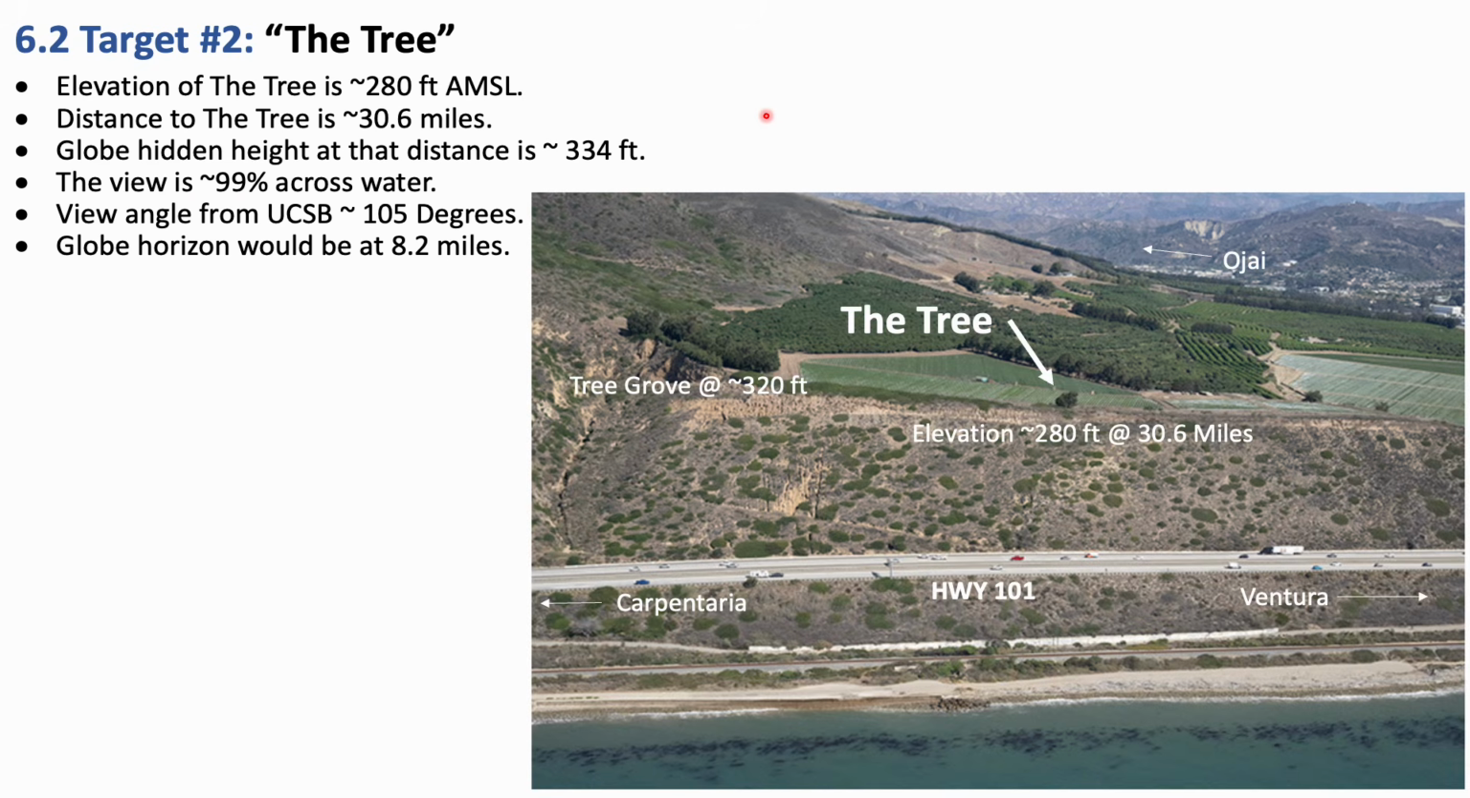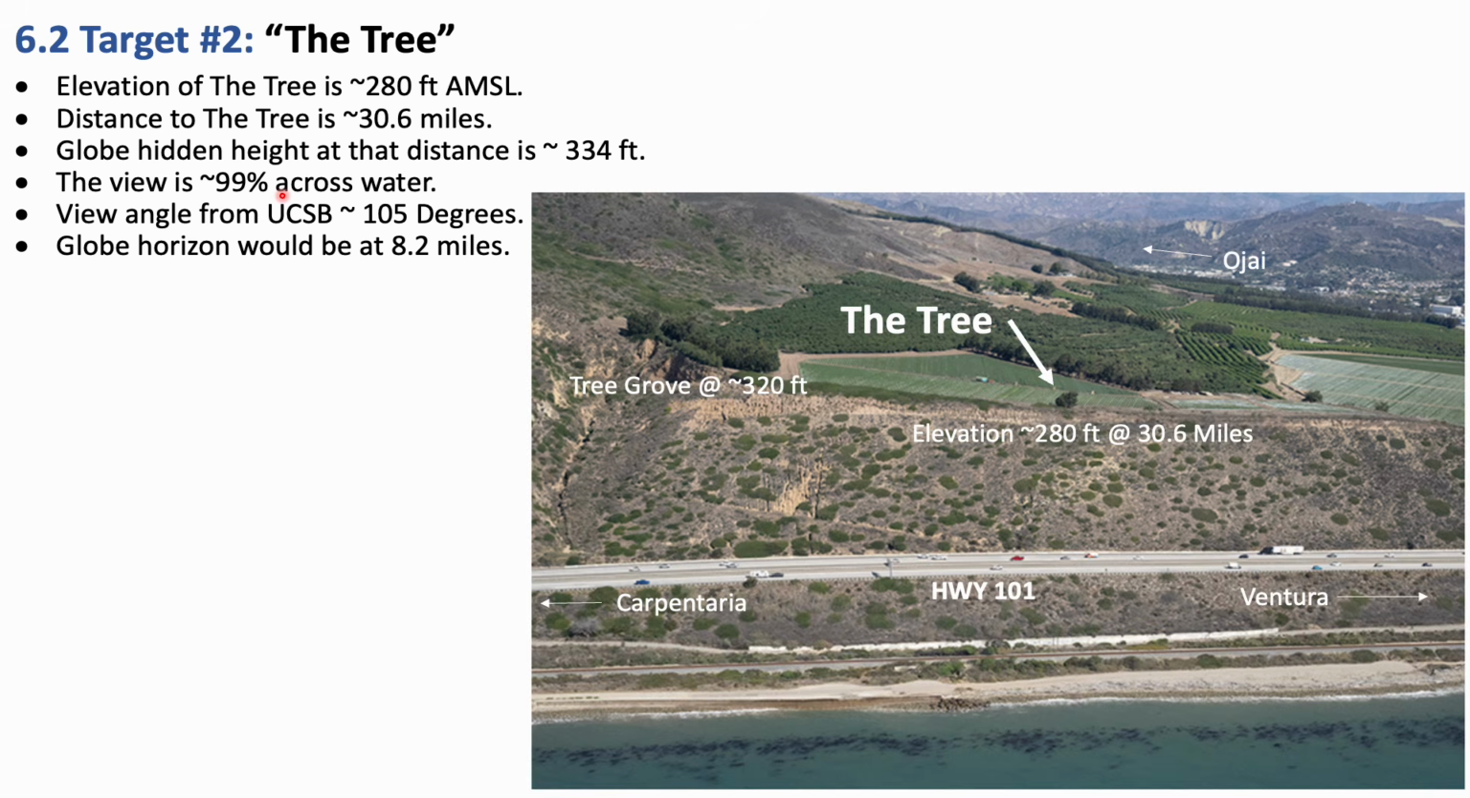Target number 2 is called the tree. It's on a ridge about 30.6 miles from UCSB. The elevation's 280 feet. The globe hidden height's about 334 feet, which would be above the grove here that's to the left of the tree. The view's about 99% across water again.